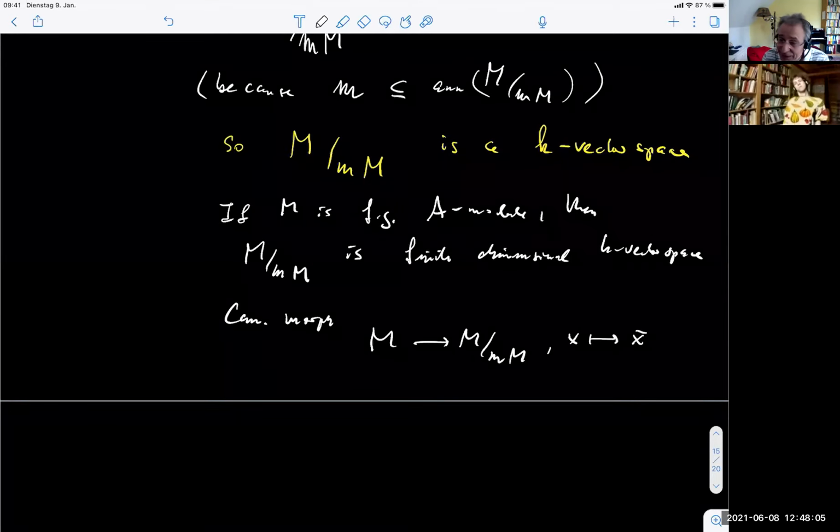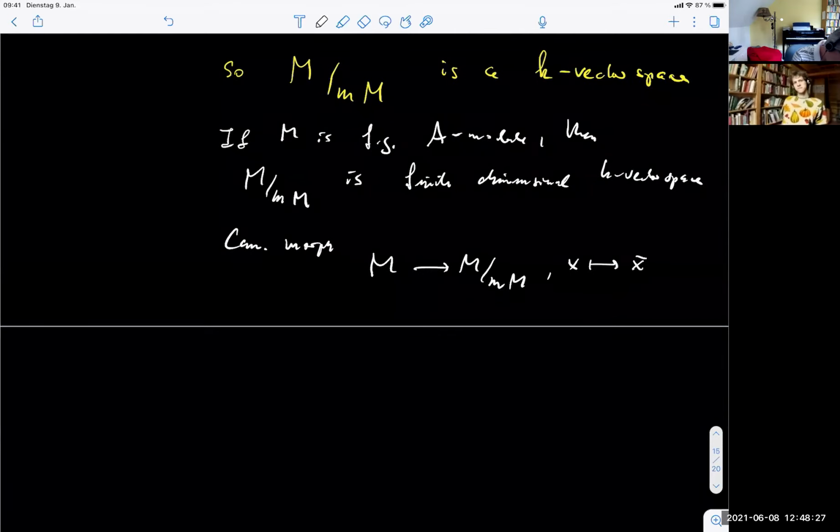And here we can prove that over a local ring, this is impossible. All minimal systems of generators of the module have the same cardinality, and this is exactly the dimension of our vector space here. So this is really nice.